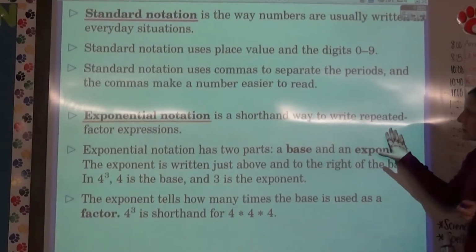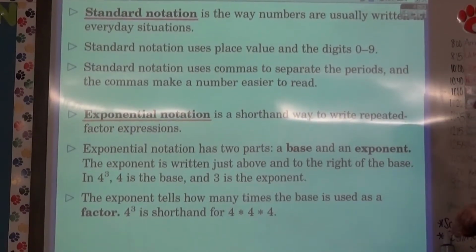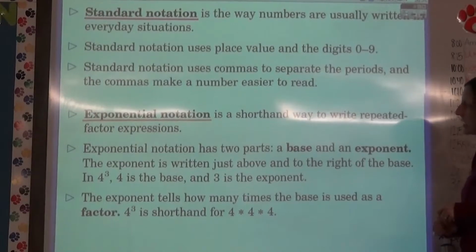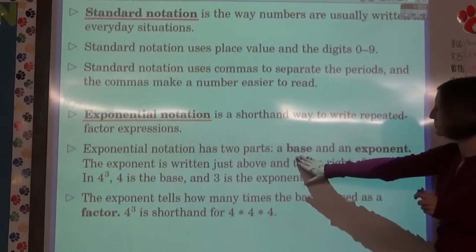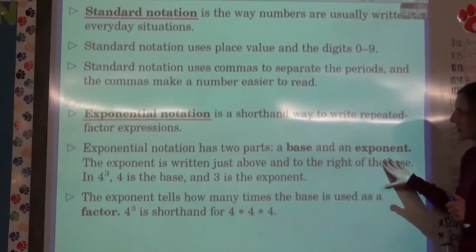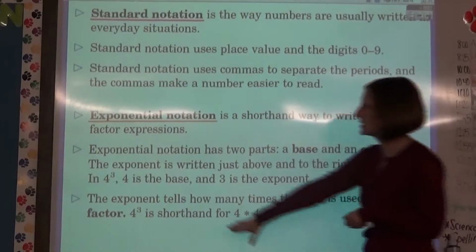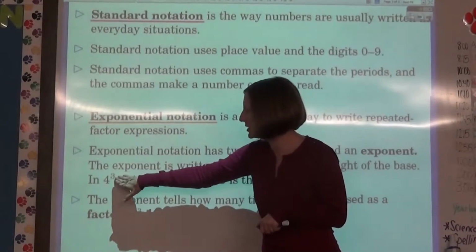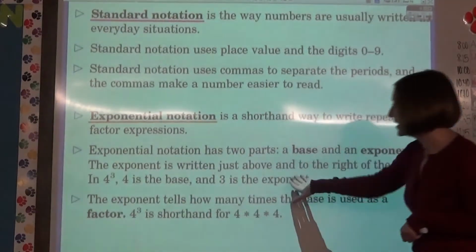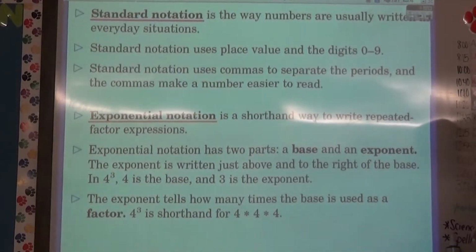Exponential notation is a shorthand way to write repeated factor expressions. It has 2 parts. We just looked at those, the base and the exponent. The exponent is written just above and to the right of the base. So we've got our base and our exponent is just up to the right. And so in that example, 4 is the base and 3 is the exponent.